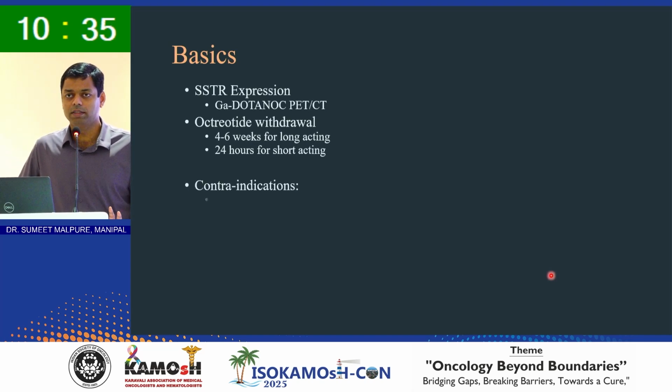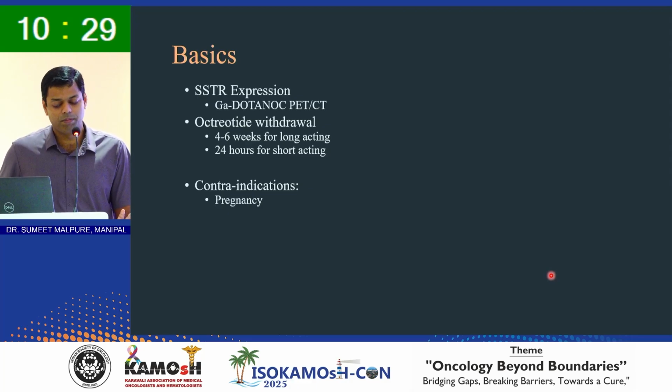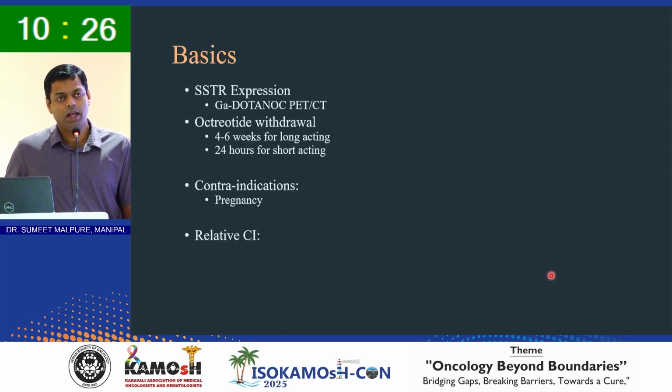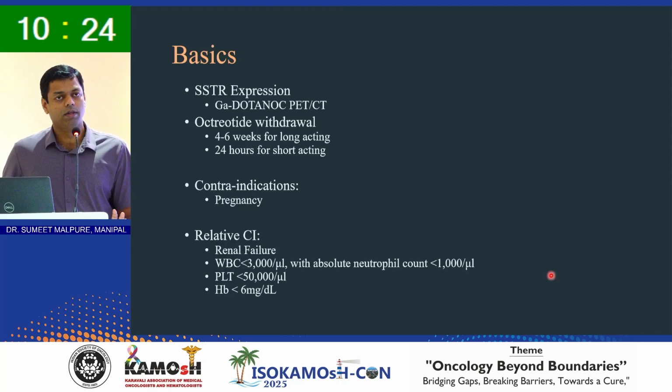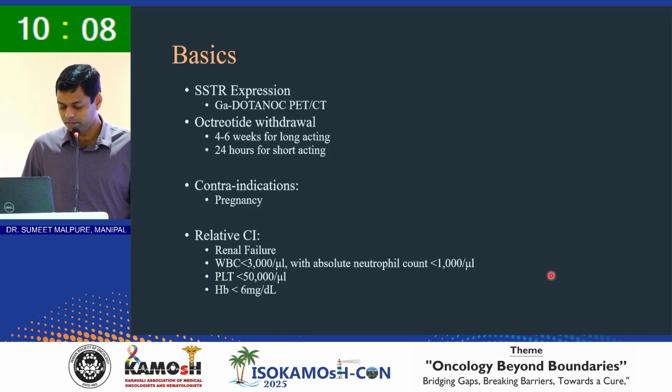What are the contraindications? First absolute contraindication is pregnancy. We don't use any radionuclide therapy in pregnant females. Relative contraindications are renal failure, because this agent is excreted through the kidney and the residence time of these radiopharmaceuticals in kidney is significant. So they will have acute kidney injury, and if it is a CKD patient, it's a relative contraindication.